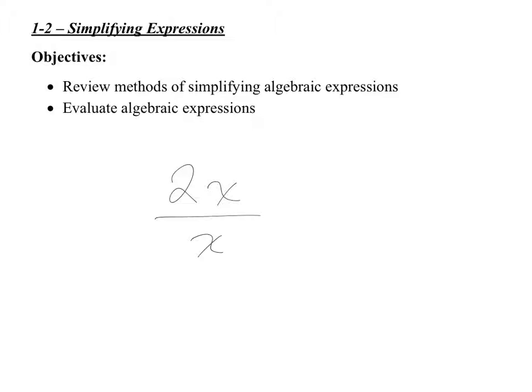What does this simplify to? Everybody? Simple as anything. What does it simplify to? 2. Why is it simplified to 2? What happens? The x is canceled. There's an x up top, there's an x down below. If I looked at this expression right here, it would simplify to 2. Agreed? That is what simplification means. That's what we're going to do here.